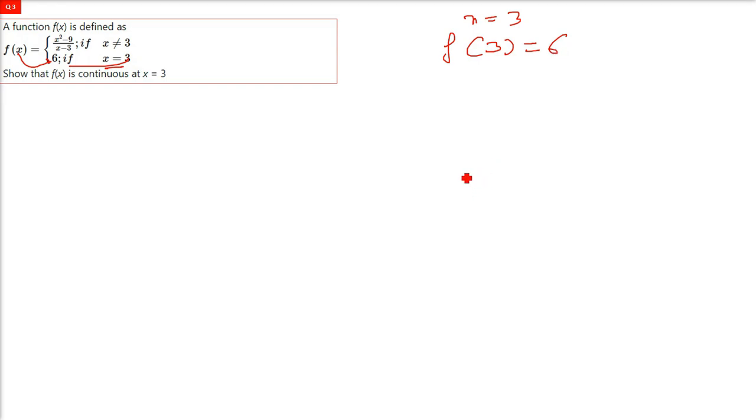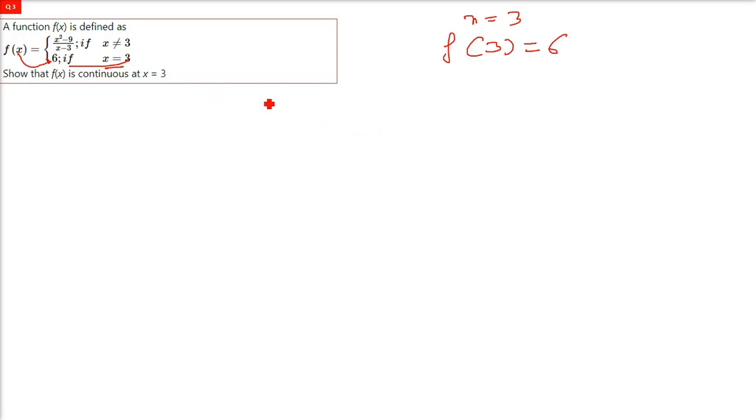So we will now try to find out the left hand limit and the right hand limit and try to find out whether these two values are equal or not. Okay. So let us see here the left hand limit and right hand limit. If they are equal to 6, because the value of the function at x equals 3 is also 6, then we'll say it is continuous. Otherwise, we will declare that this function is discontinuous.